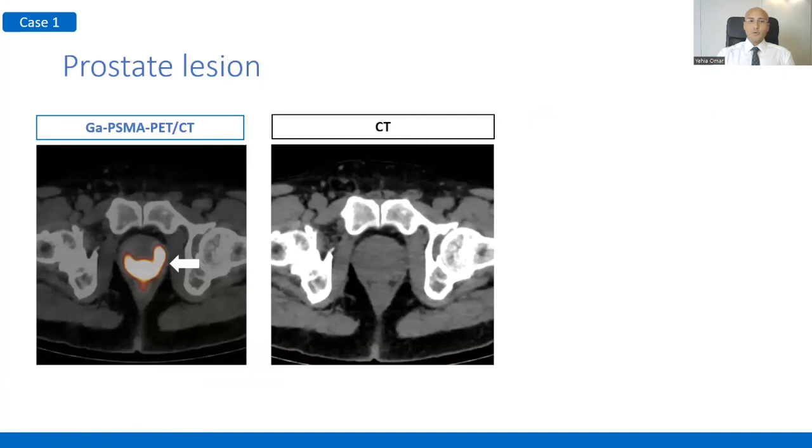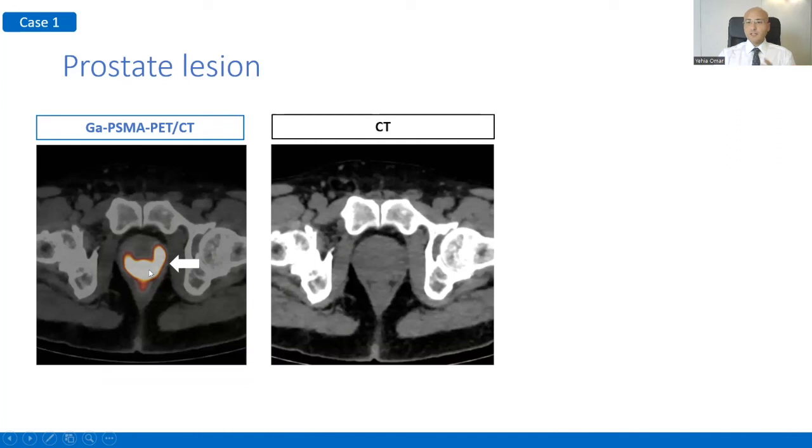So that was the appearance in the gallium scan. As you can see here, we can see a prostatic lesion, a PSMA avid lesion, occupying most of the peripheral zones and probably encroaching also on the central zone. And that was in the gallium scan.